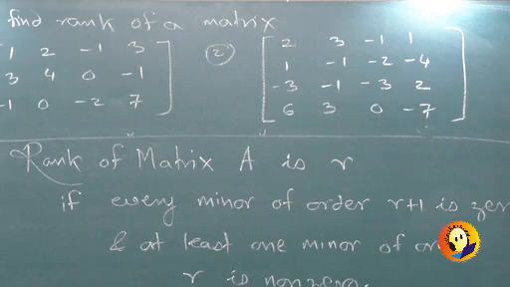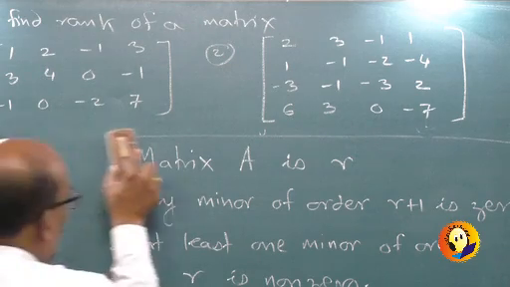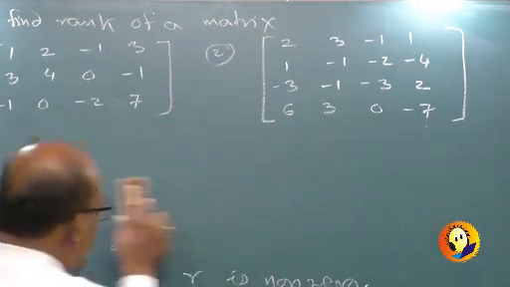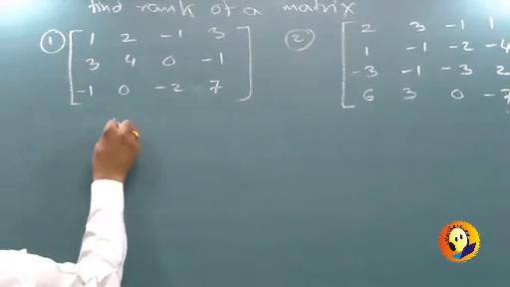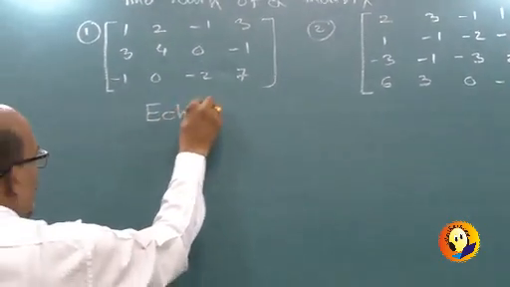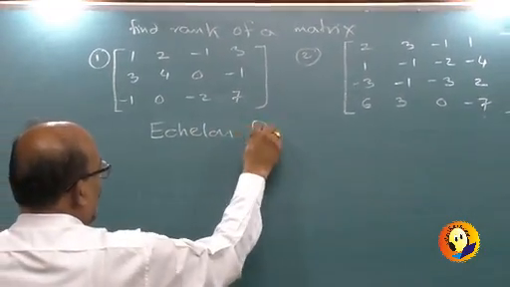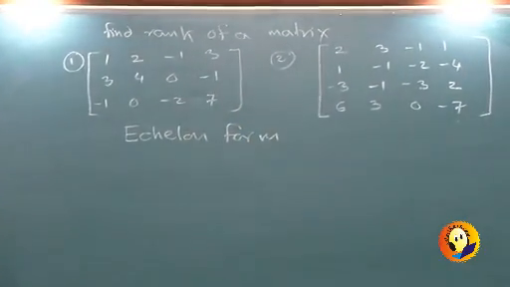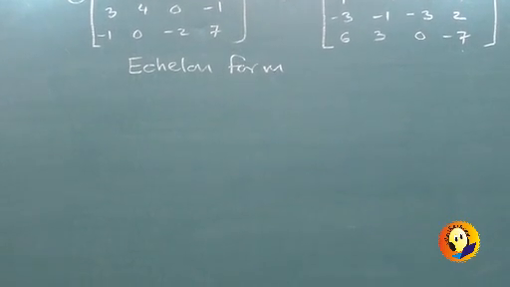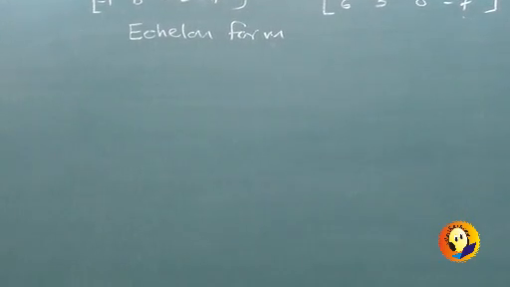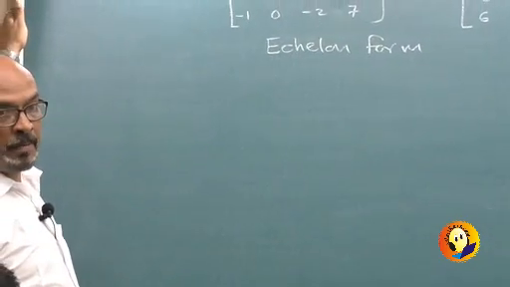See the procedure, the method that we are going to call, or the form to which we will be reducing this particular matrix, is called echelon form. There are 2-3 methods of finding rank, and in the question paper you will have to read it carefully. Your answer could be correct, rank is right, but the method is wrong.